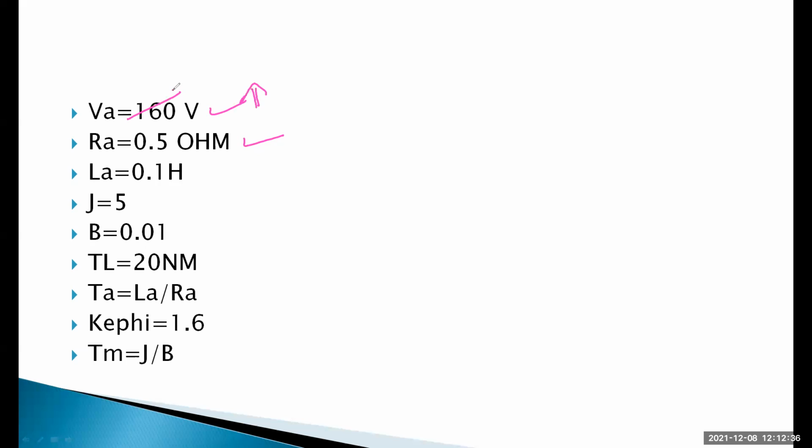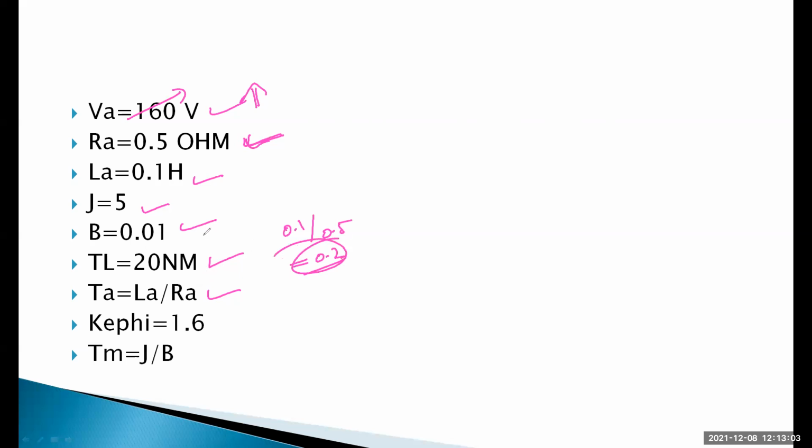By changing this variable and keeping all the other values fixed, we have to find the response of a separately excited DC motor. RA is equal to 0.5, LA is equal to 0.1, J is equal to 5, and B, the friction, is 0.01. The load torque is 20 Newton meters, and tau A is equal to LA divided by RA. LA is 0.1 and RA is 0.5. So we get it like this.